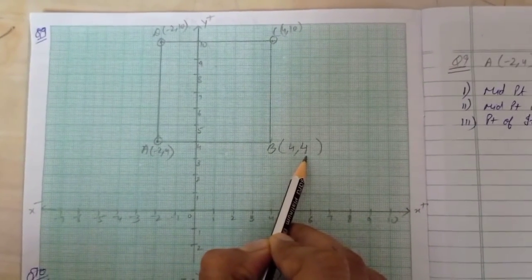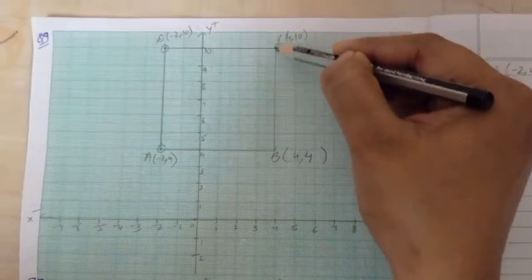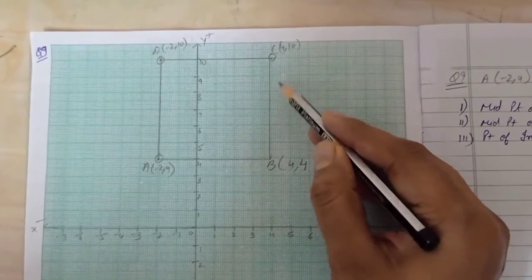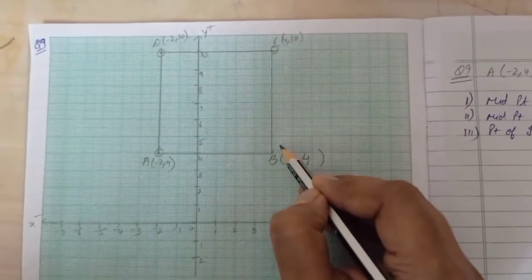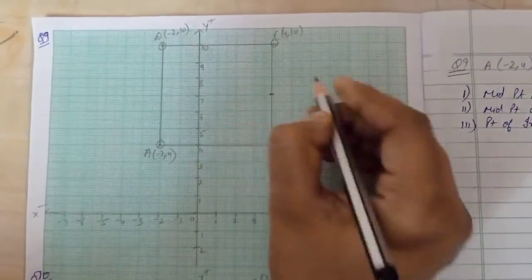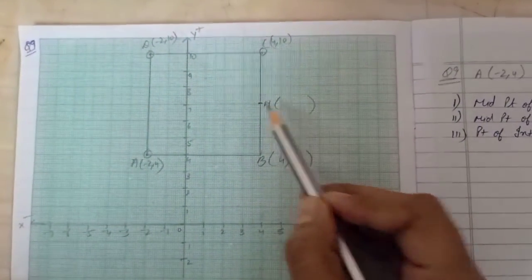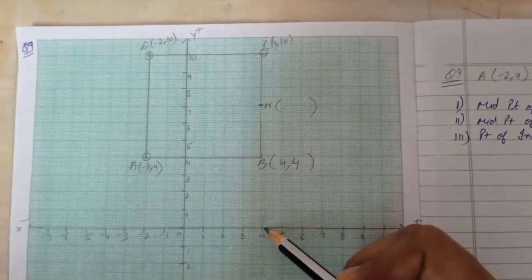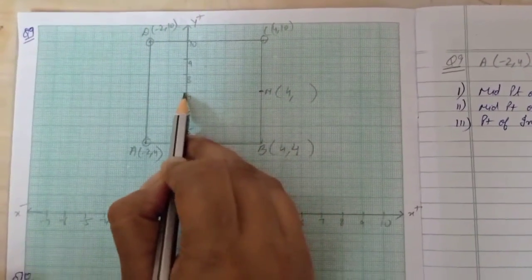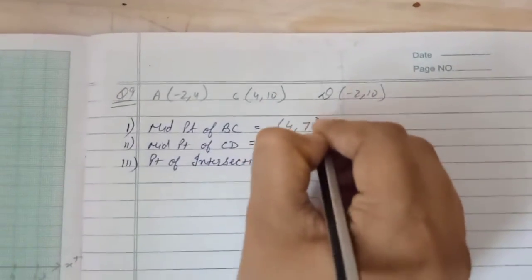After that, first part, find the coordinates of the midpoint of BC. See children, this is mid BC. Count the number of boxes. 1, 2, 3, 4, 5, 6. So where will be the midpoint? Leave 3 boxes. 1, 2, 3. This will be the midpoint. Mark it as M. Clear? Now tell me what will be the coordinates of M. What is x of M? 4. And what is y of M? That is 7. So the coordinates are 4 and 7.